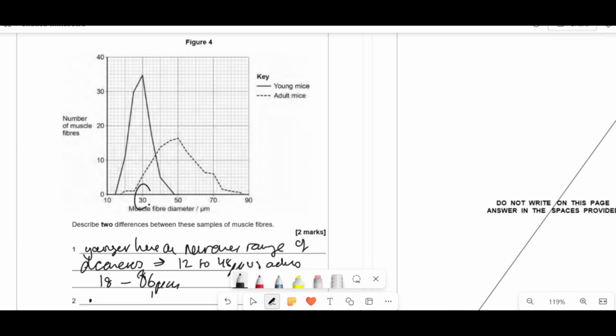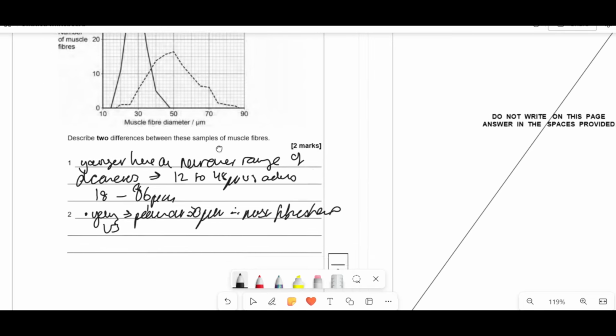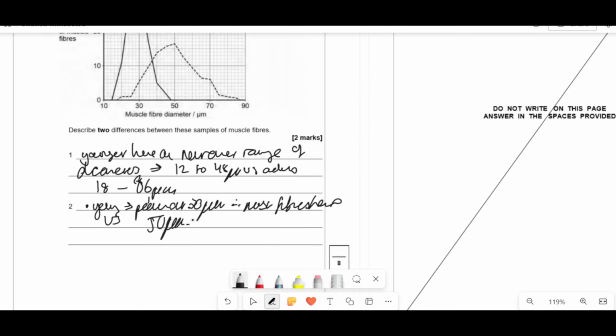It's saying that 50 of the fibers, the number of them, had this diameter. So then here in young, there's a peak at 30 micrometers diameter, right? So most fibers here versus the other ones, which peaked at like 50 micrometers. So just be careful to read the graph carefully and understand what's going on.